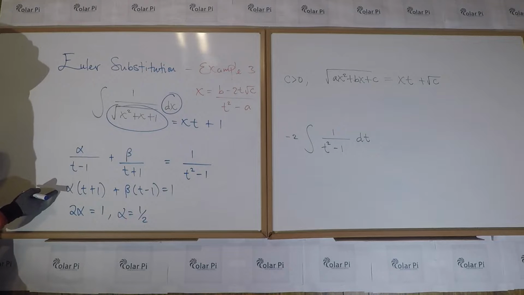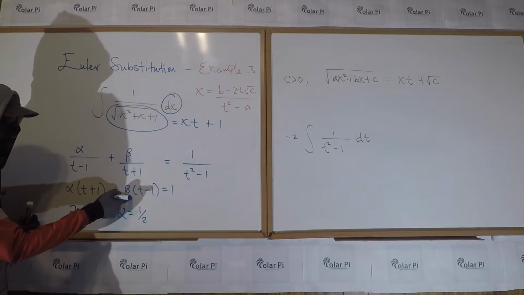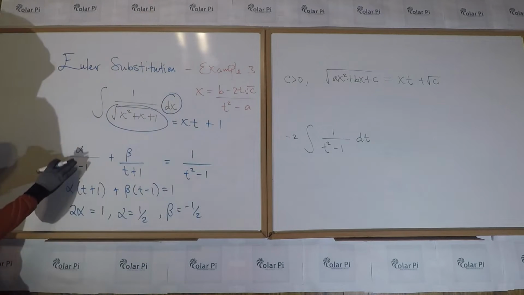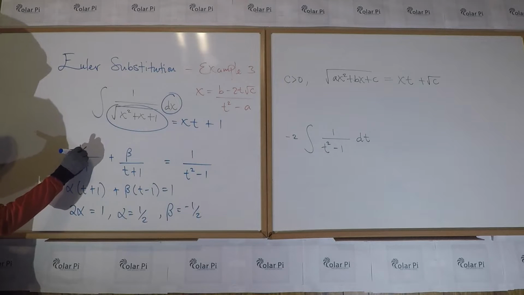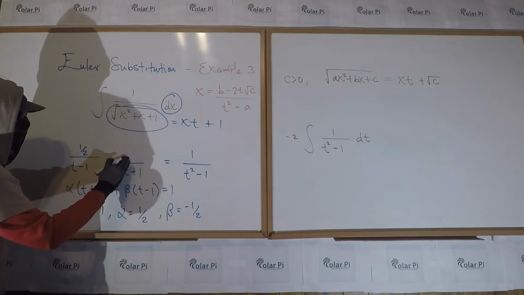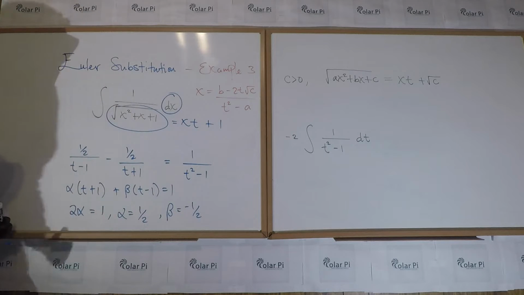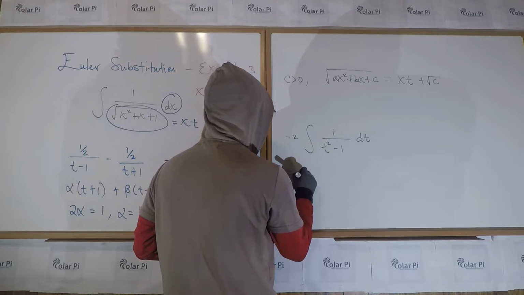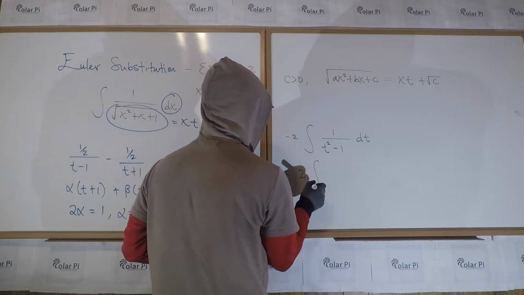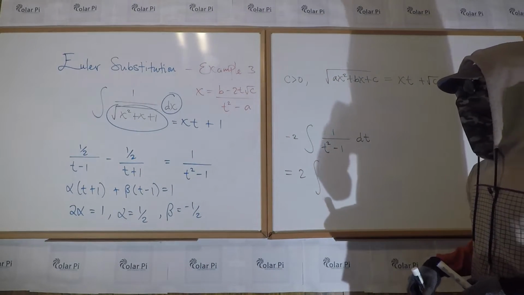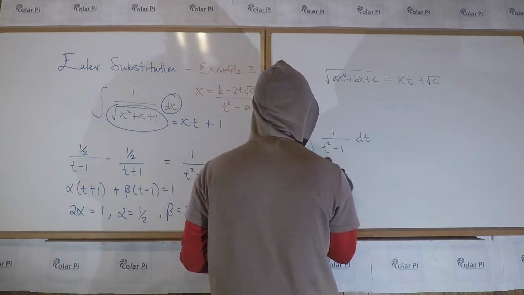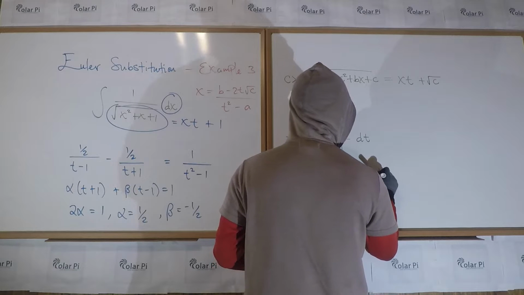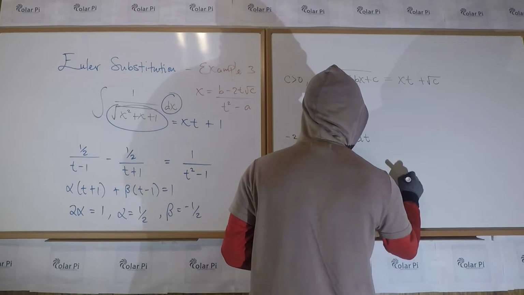And if we let t equal negative 1 in this equation, we get negative 2 beta is equal to 1, from which we get beta is equal to negative a half. So alpha is a positive half, and beta is a negative half. Got it. So that means the integral here could be written as positive 2 (I'll tell you what we're going to do about the minus sign in front of the 2) times the integral of 1/2 over t plus 1 minus 1/2 over t minus 1 dt.